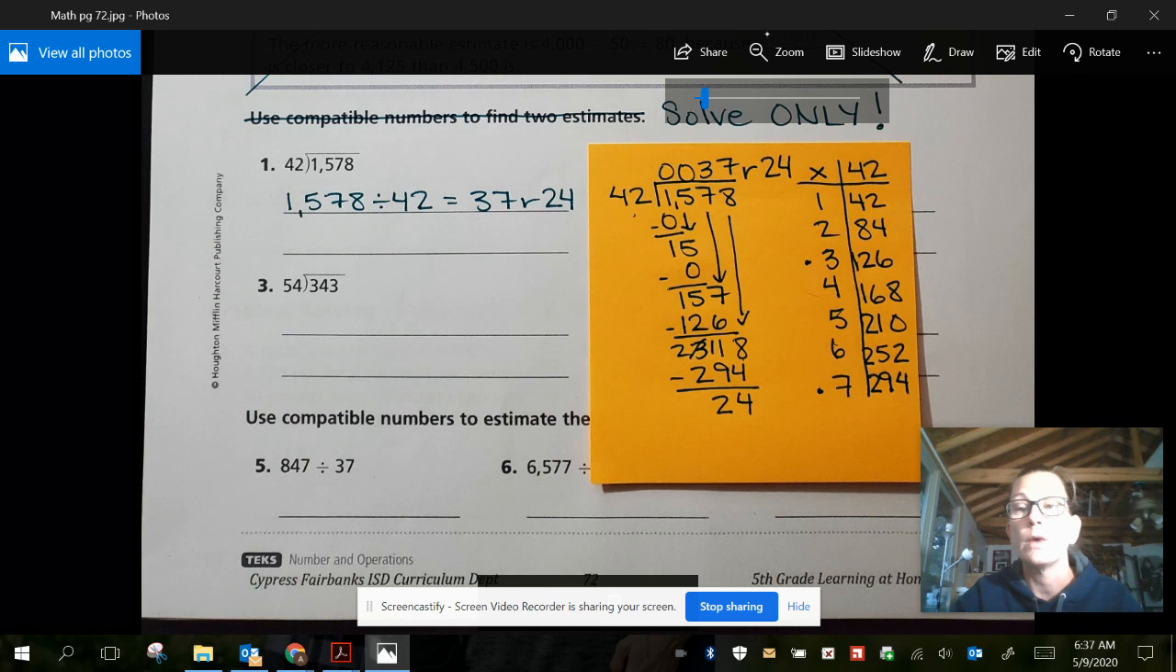Where do we get close to 157? 3 is 126, 4 is 168. 168 is too far, so it's 3. Then you subtract it out, you get 318. So you're going to have to go back over to the T-chart, and you should be all the way to 9. And you'll notice that 7 gets us to 294. 8 would get us 1 past, and we wouldn't be able to use it. So 318 minus 294 leaves us with 24, which is our remainder.